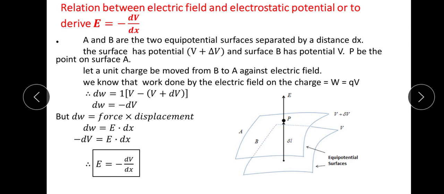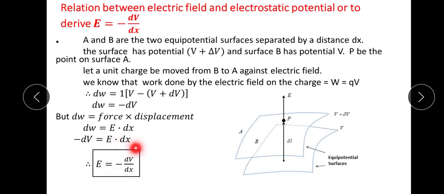Now we know the definition of work done. Work done is given by force into displacement. But the force experienced by a unit positive charge is called electric field. Therefore, the force is replaced by electric field E. The displacement is dx. So from A to B, the displacement is dx. Now I know that this dW is equal to minus dV from this equation. So let us substitute this minus dV here. So minus dV is equal to E dx. And finally, if I rearrange this, we get E is equal to minus dV by dx.